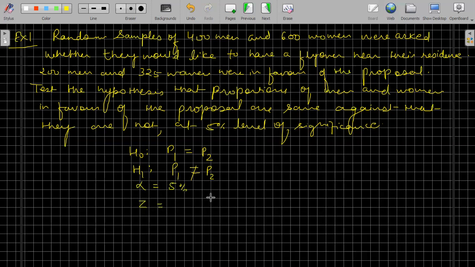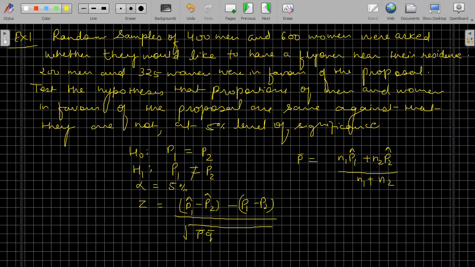Value of Z here, because population proportion is not known here, so we find the value of P bar, which is equal to N1 P1 cap plus N2 P2 cap whole divided by N1 plus N2, and then we use the formula here: P1 cap minus P2 cap minus P1 minus P2 whole divided by square root of P bar Q bar into 1 upon N1 plus 1 upon N2.